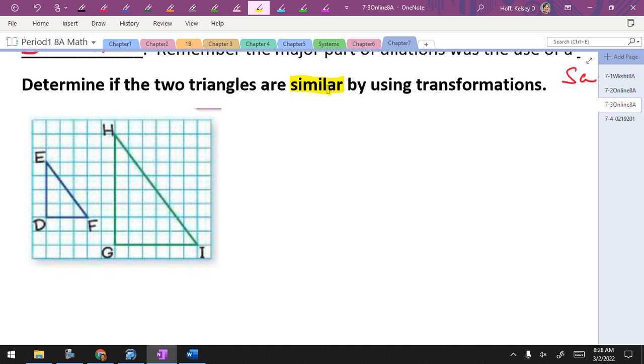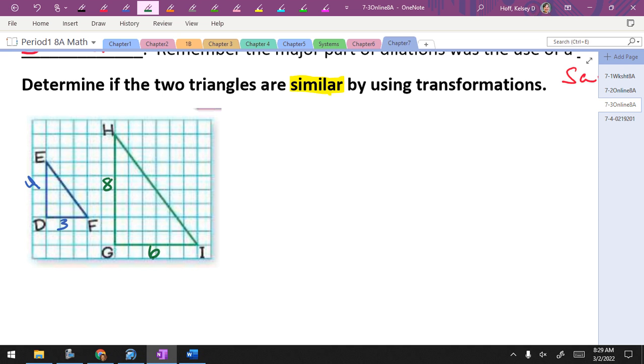Okay? Count the boxes. How tall is it from D to E? 4. Okay. How far across is it from D to F? 3. And now on the other triangle, how far from G to H? 8. And how far from G to I? 6. All right, we have to worry about the scale factor.